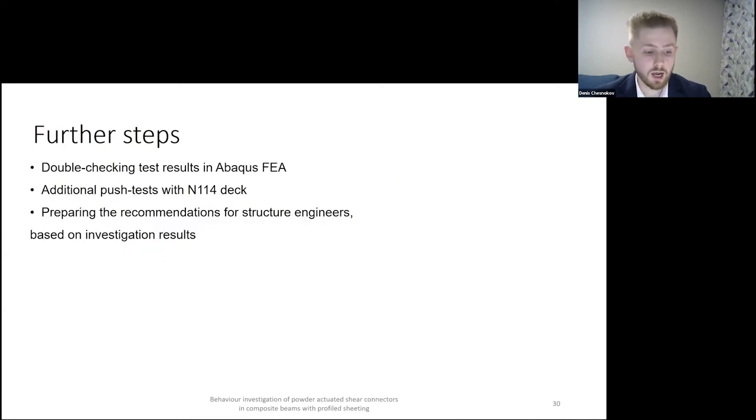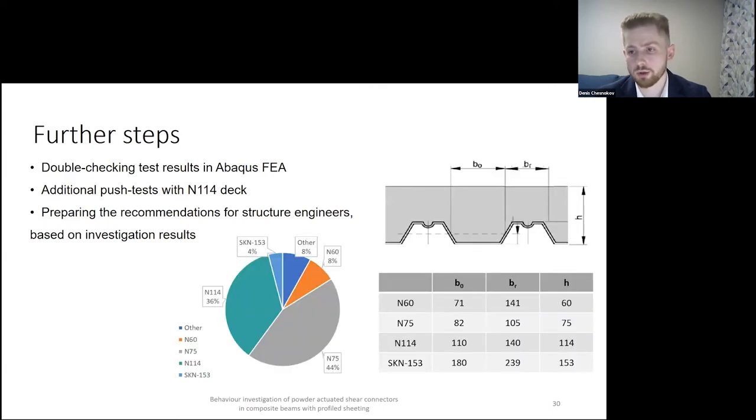And I'm going to continue my research with making some modeling in Abaqus. And then we could check all the complicated and interesting issues. And it's also interesting to me to make some investigation of deck that called N114. I will show this geometry on the slide. And what's the purpose? What's the interest?